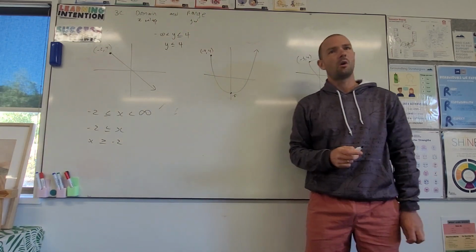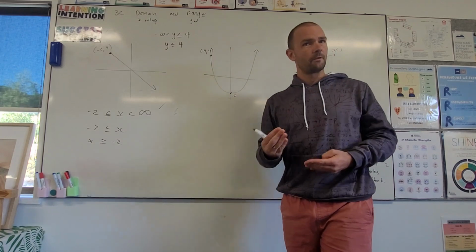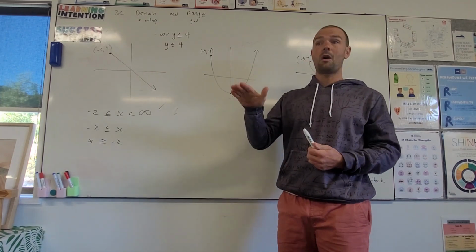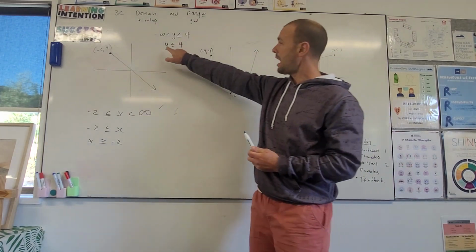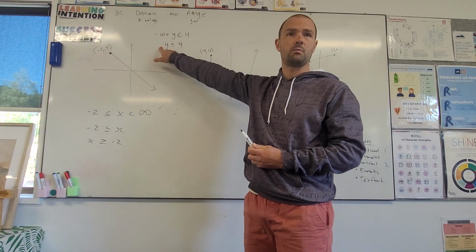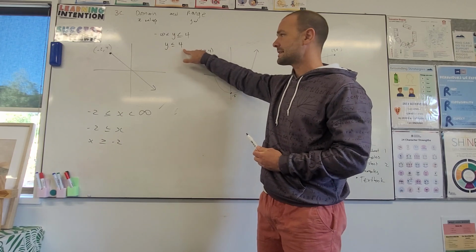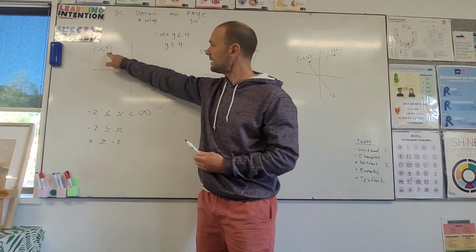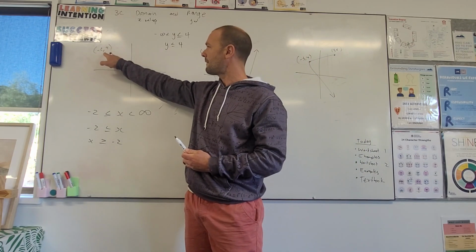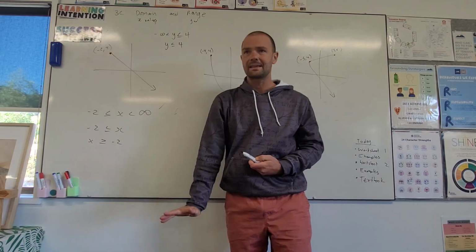Okay, y is less than or equal to 4. And I said we must make sure the variable, that is x or y, is stated first. Y is already stated first, so we don't need to flip this one. For this graph, the y value is less than or equal to 4. Here's the y value, the highest y value is 4, and all other y values are either equal to it or less than it.